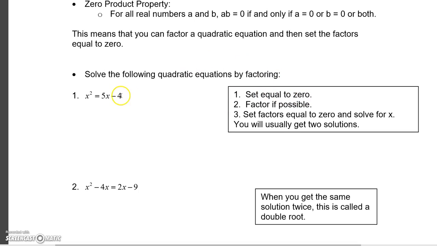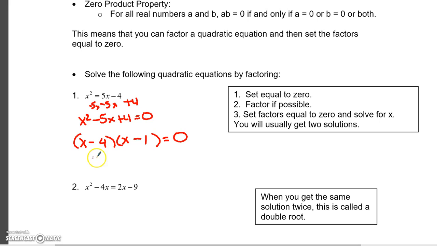Set equal to 0. So first off, we're going to say minus 5x and minus 5x and get x squared minus 5x. Then we're going to have to add 4 and add 4 over here. So then we have equals 0. Factor if possible, set factors equal to 0 and solve for x. So factoring this, 2 parentheses, x goes in the first spot, the factors of 4 that add to give us 5 would be 4 and 1. They both have to be negative.